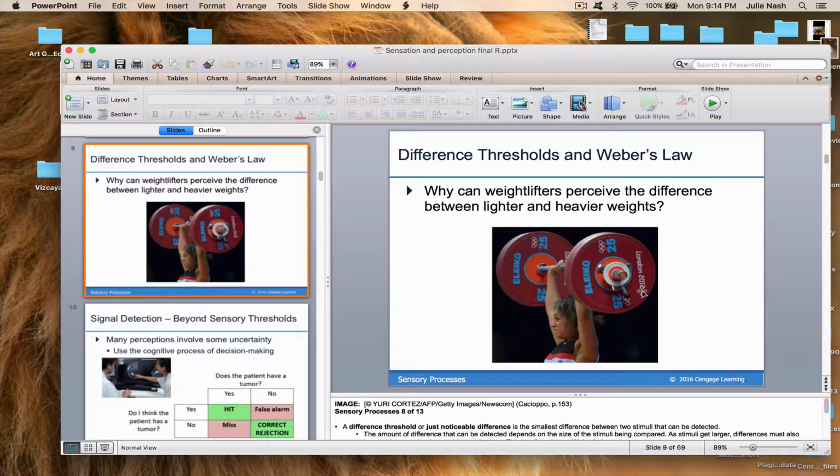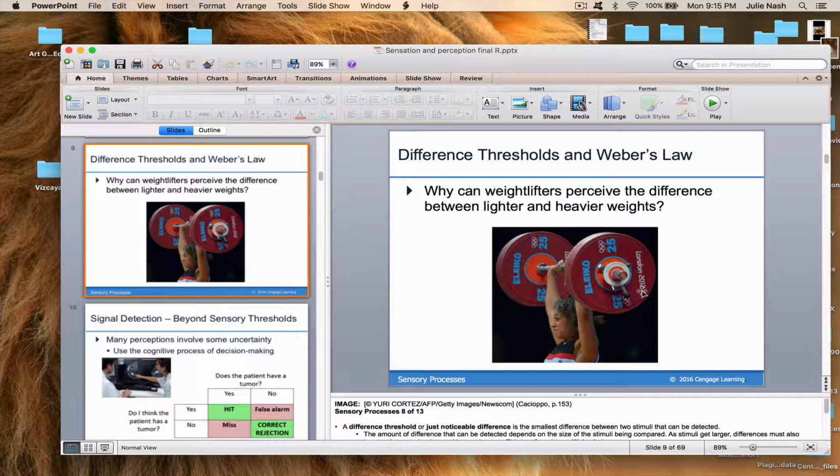So the absolute threshold, remember, was the lowest amount of stimulus we could detect 50% of the time. A difference threshold is actually the difference between two stimuli. What is the lowest amount of difference that we can detect?